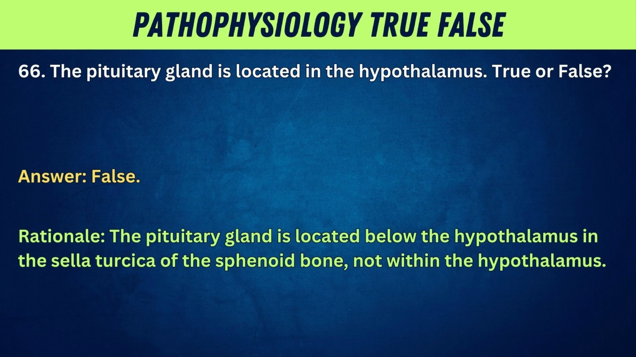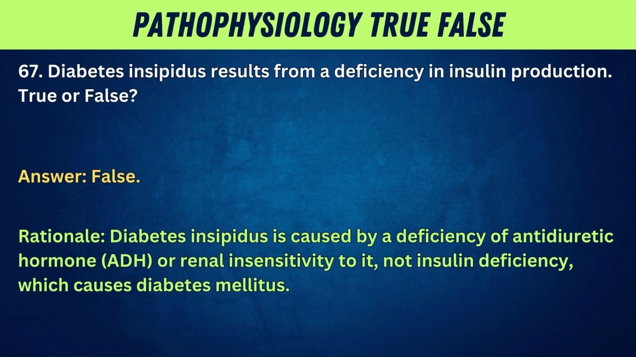True or false? Answer: false. Rationale: the pituitary gland is located below the hypothalamus in the sella turcica of the sphenoid bone, not within the hypothalamus. 67. Diabetes insipidus results from a deficiency in insulin production.